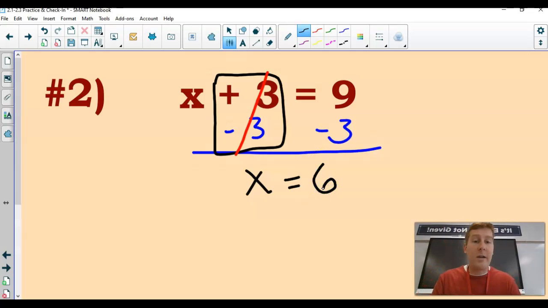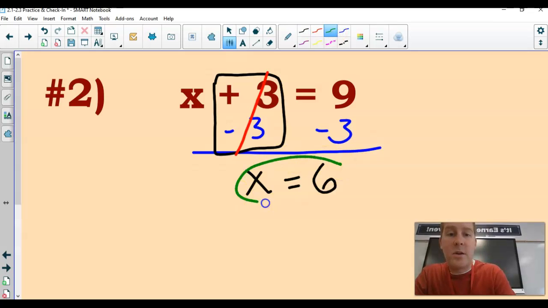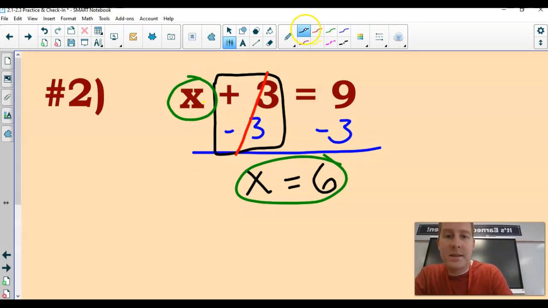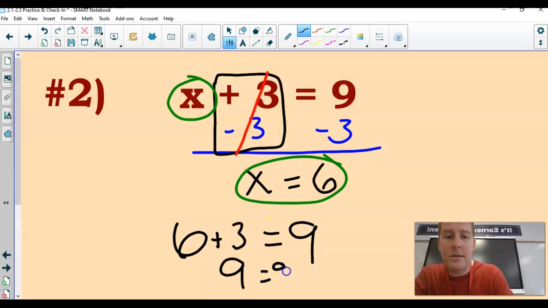You can always check your answer by plugging that number back into your equation for x. So I could write it as 6 plus 3. Does that equal 9? And it does. Since I have a true statement, 6 works.